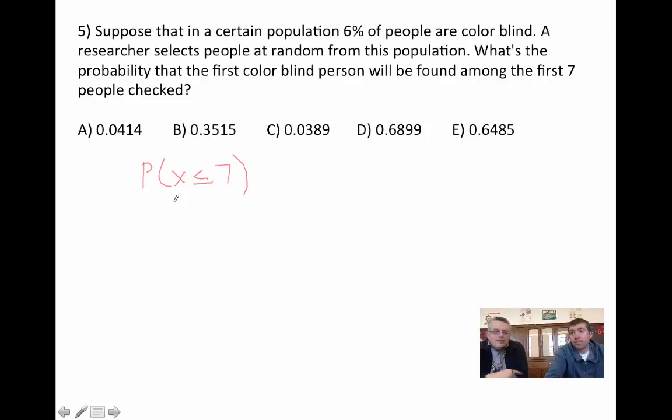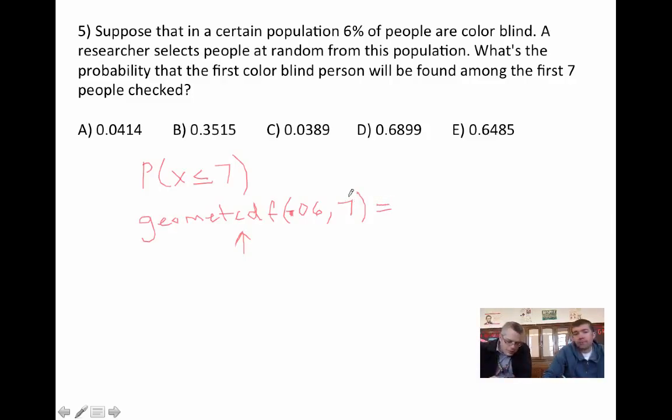It is geometcdf. That's the second command on the calculator. The C is for cumulative. The first thing you put is the probability, which is 0.06, and the second thing is the number of trials, 7. What it does is add up the probabilities 1 through 7. So maybe draw a little arrow to the C. That's the difference: when you want just one value, PDF. We want less than or equal to a value, CDF.